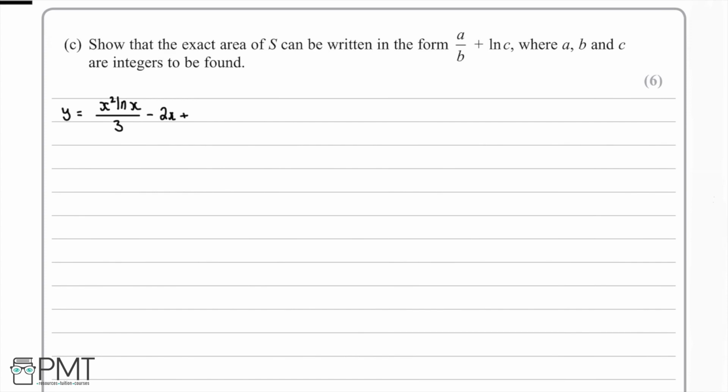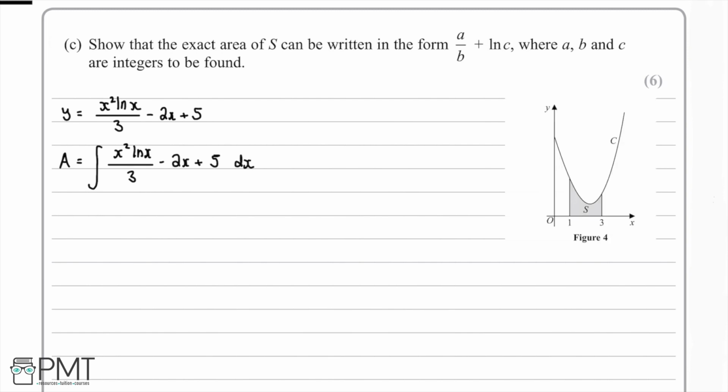and add on 5. So from our knowledge of integration, we can say that the area is going to be equal to the integral of y, which is x squared ln x, divided by 3, then we subtract 2x and add 5. Here you can see our graph on the right hand side of the page, and we can see that the region S goes between x equals 1 and x equals 3. So our limits are going to be 3 as the upper limit and 1 as the lower limit.